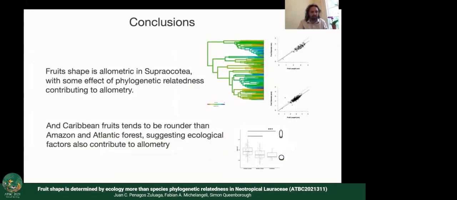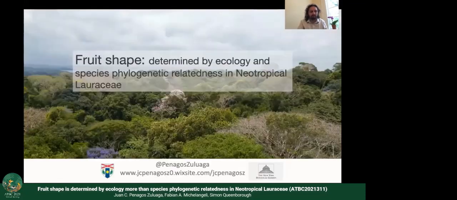So we can conclude that fruit shape is allometric in Sprucea, with some effect of phylogenetic relatedness contributing to this allometry, and that Caribbean fruits tend to be rounder than the Amazon and the Atlantic forest fruits, suggesting an ecological factor may also contribute to allometry. So we can say that fruit shape is determined by ecology and species phylogenetic relatedness in neotropical Lauraceae.